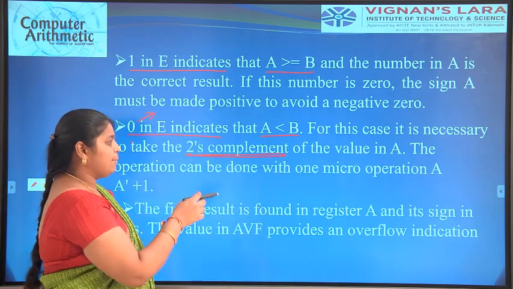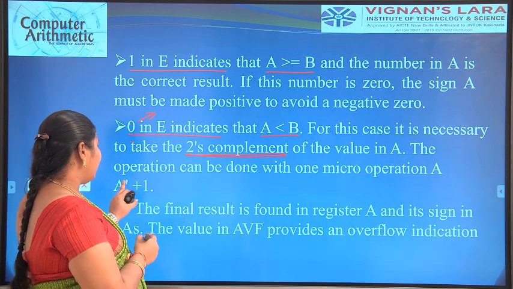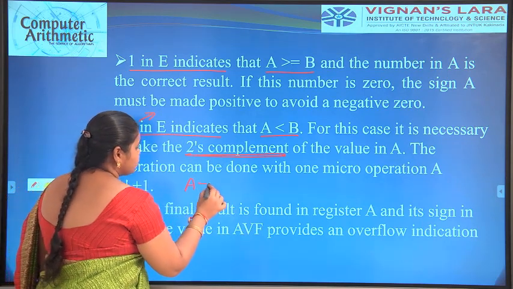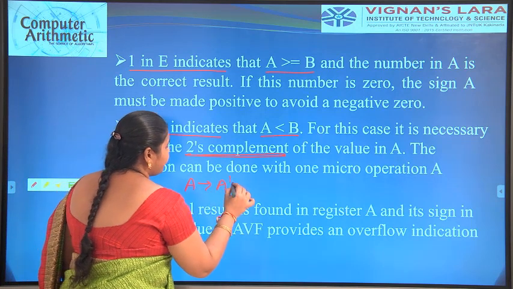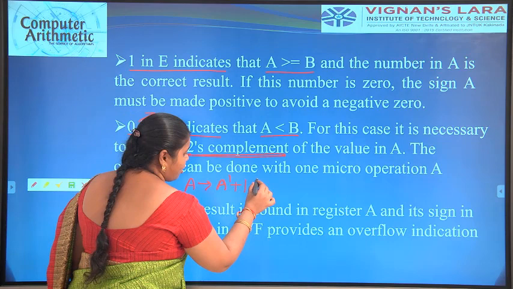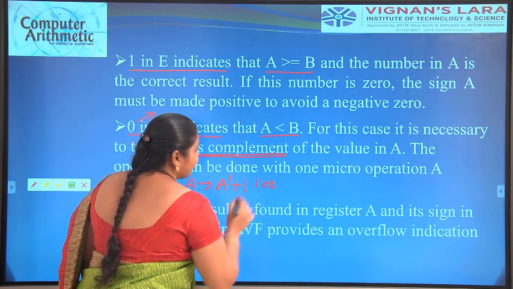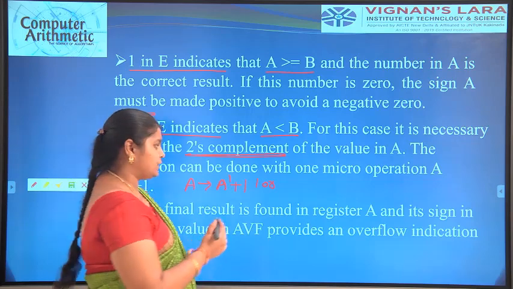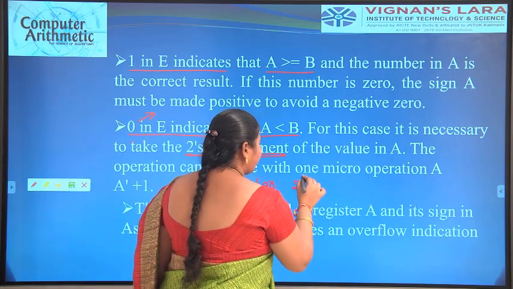The operation can be done with one micro-operation: A tends to A's complement plus 1. A complement means 1's complement or 2's complement. Whether the output will be 0, that 0 performs the operation by using 2's complement.